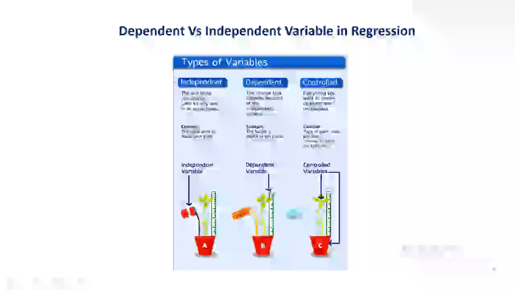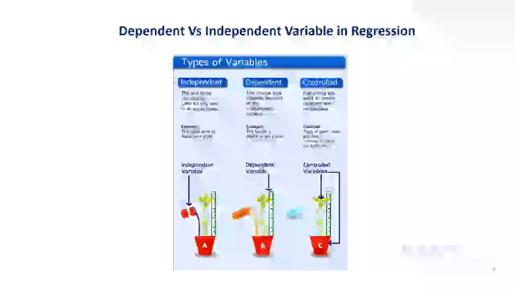But what is this controlled environment? For example, the type of plant used, pot size, the amount of liquid, soil, etc. Controlled is everything you want to remain constant and unchanging. Maybe the pot size is something you can control. So this is how your variables look. There are different types of variables, but we'll stick to independent and dependent variables, because in regression you come across only these two variables.